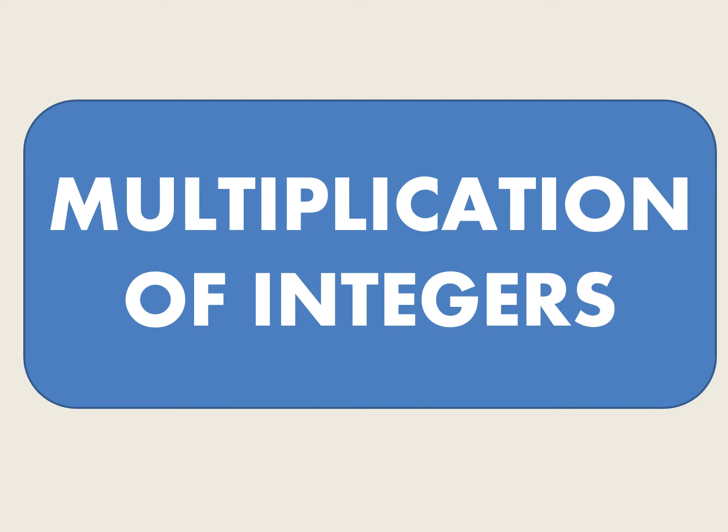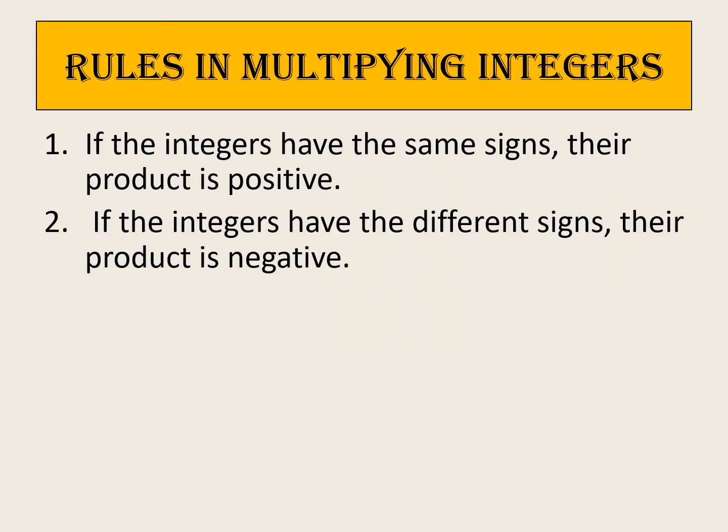Now, let's talk about the third operation of integers, the multiplication of integers. Rules in multiplying integers. If the integers have the same sign, their product is positive. If the integers have different signs, the product is negative. Let's have some examples.